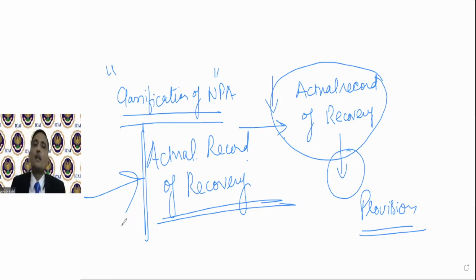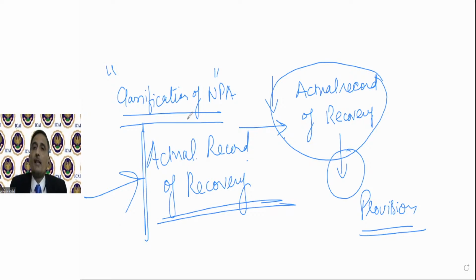Okay, and not on some other things like value of security. Value of security is considered for provisioning, but not for classification of NPA. Whether that account would become NPA or not is not dependent upon security. This is dependent upon actual record of recovery. Clear, guys?